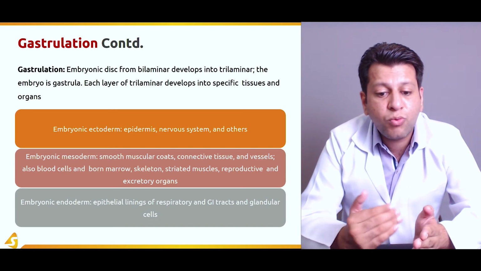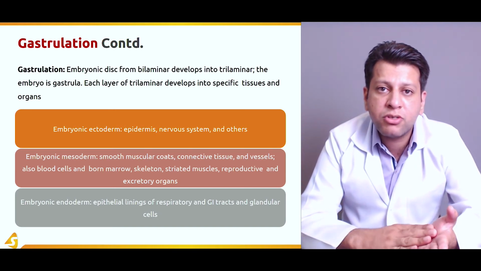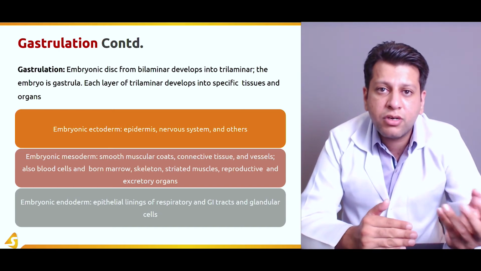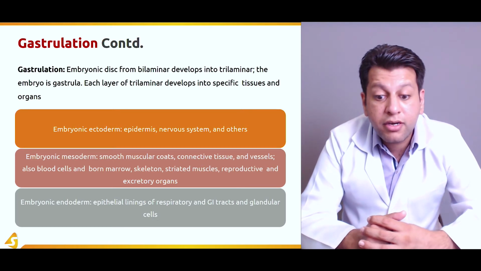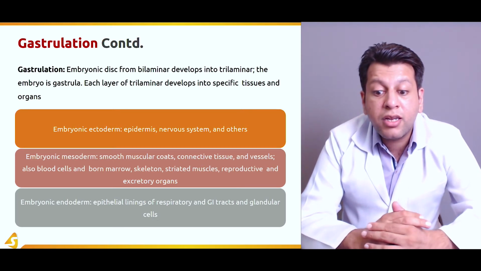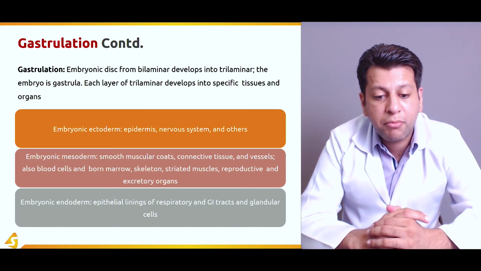I will be discussing what is formed from the paraxial mesoderm. Excretory organs are formed from the intermediate mesoderm, and endothelial tissue is given rise from the lateral plate mesoderm. From the embryonic endoderm, epithelial linings of the respiratory tract and GI tracts and glandular cells are formed.